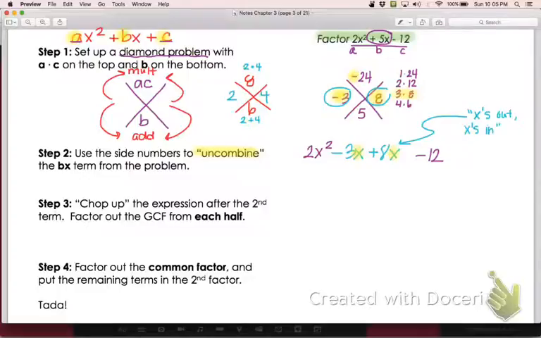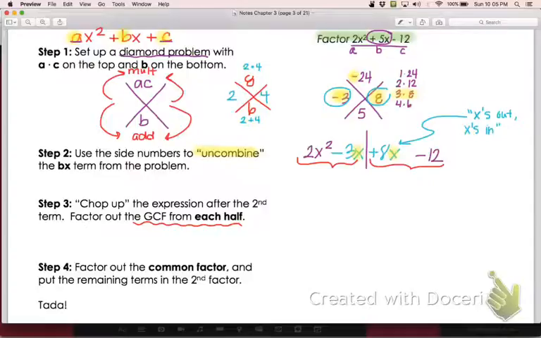Okay, so step 3, now that I have 4 terms, I have an equal number of terms. And so what I'm going to do is chop up the expression after the second term. I'm going to cut it in half. This is why it's called factoring by grouping, because I now just made 2 groups, this one and this one. And so we're going to take out the GCF from each half. This is why it's so important that we did that on Thursday.